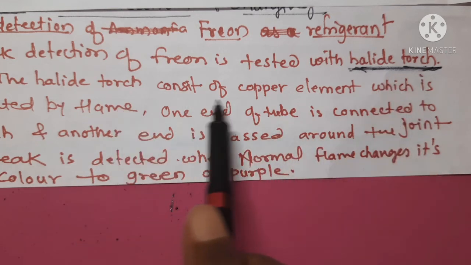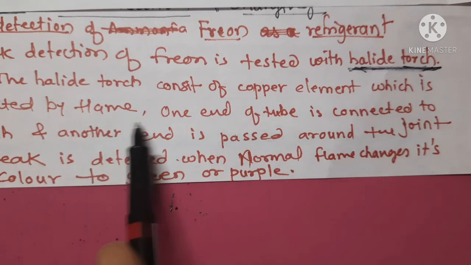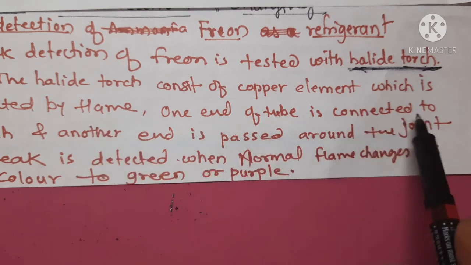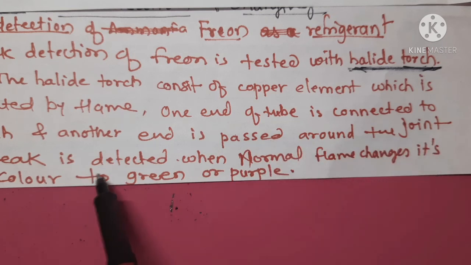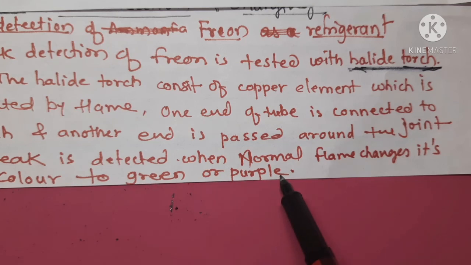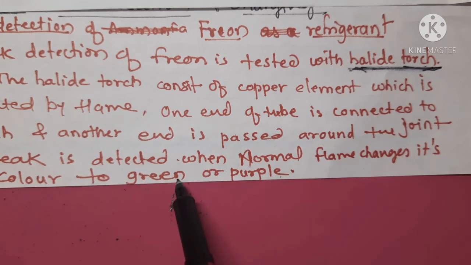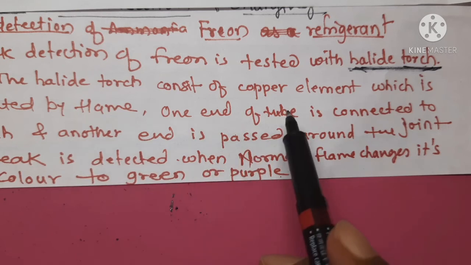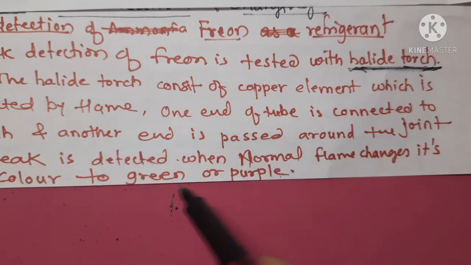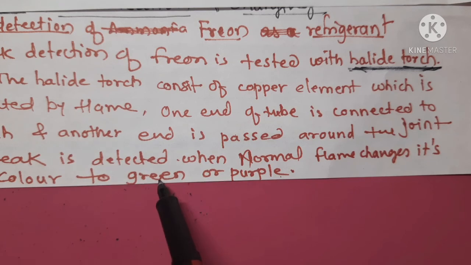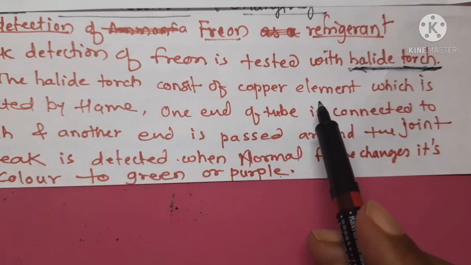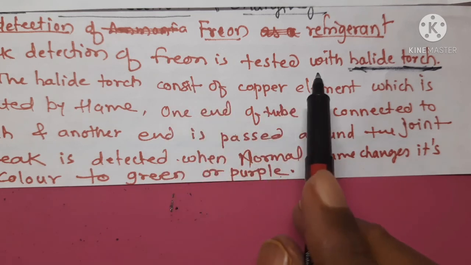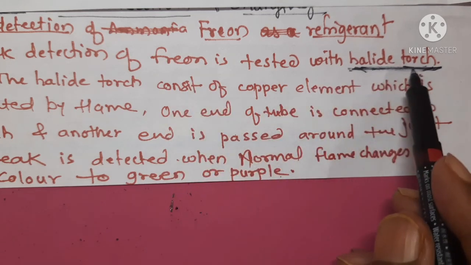A halide torch is nothing but a copper element heated by a flame. One end of the tube is connected to the torch and the other end is passed around the joint. A leak is detected when the normal flame changes its color to green or purple. When the flame color changes to green or purple, you come to know that there is a leakage. If there is no change in the flame color, then there is no leakage at that particular joint. So leak detection of freon can be found out by using the halide torch.